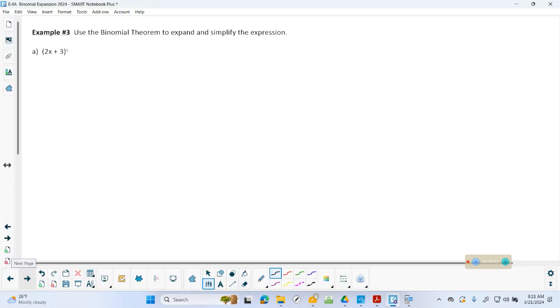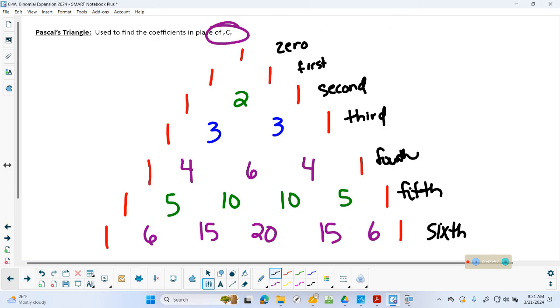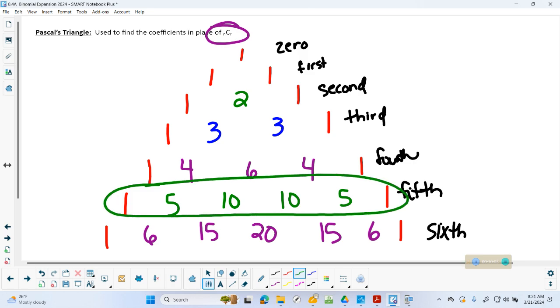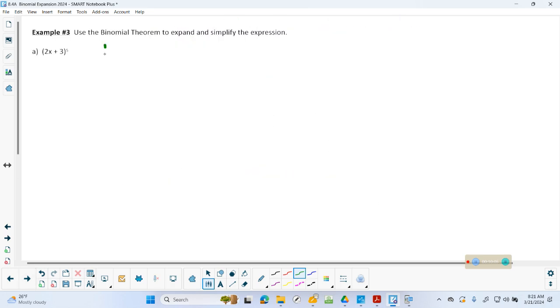But here we go. I don't want to type in all the combinations, so I'm going to back up to my triangle here. Of course, my 5th power row, I'm going to jot these down, 1, 5, 10, 10, 5, 1. Start with that. So of course there's 6 of those green numbers because we're going to have 6 terms in our answer. So first term 1, coefficient.